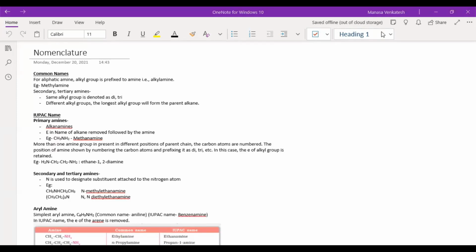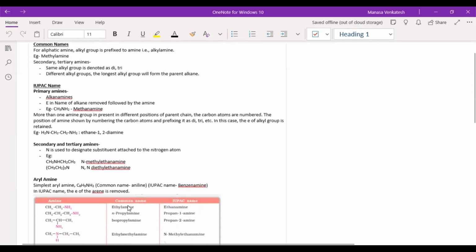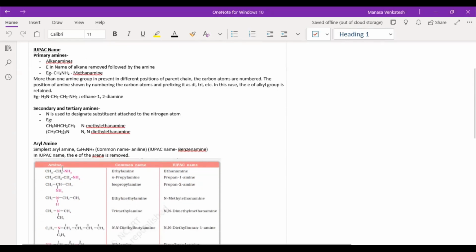Nomenclature of amines. Like we learn for every other functional group, we'll be talking about both common name as well as IUPAC name. In case of aliphatic amines, the alkyl group is basically prefixed to the amine. So here you have a primary amine, that's methylamine, which basically means that it's a CH3NH2. On the other hand, here also you have another amine, that's ethylamine. So here you have an ethyl group attached to the NH2.